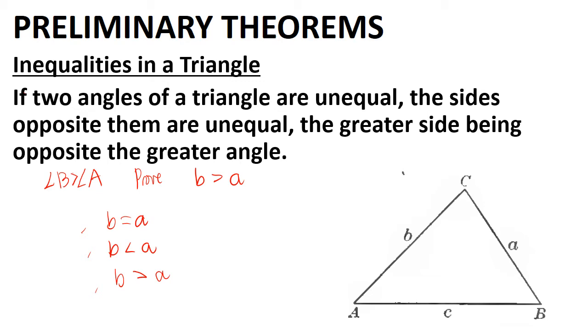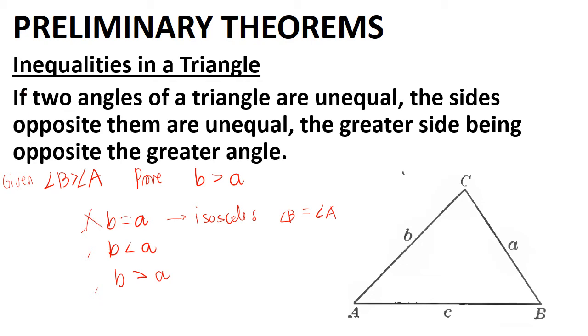Kapag equal siya, magkakaroon tayo ng isosceles triangle. And kapag isosceles triangle, equal dapat si angle B kay angle A. Right? And hindi naman equal, yun yung given natin, hindi naman equal si angle B kay angle A. So, hindi pwedeng mangyari na mag-equal si b kay a.